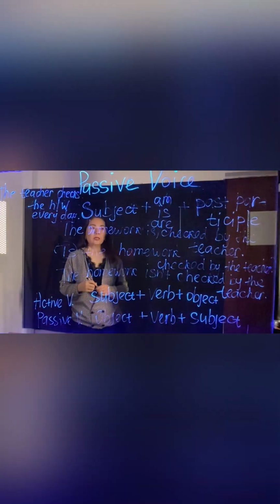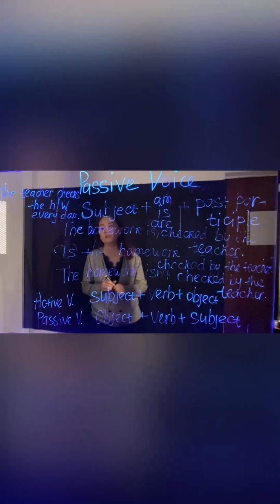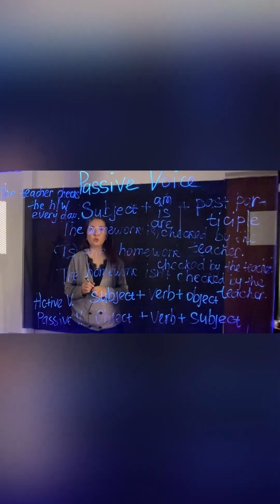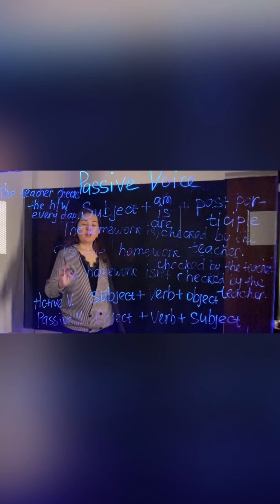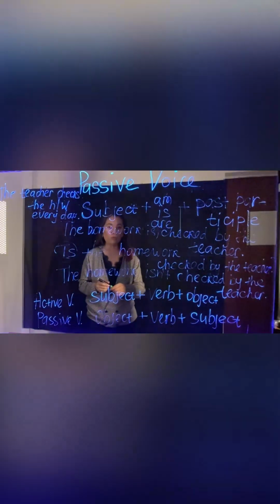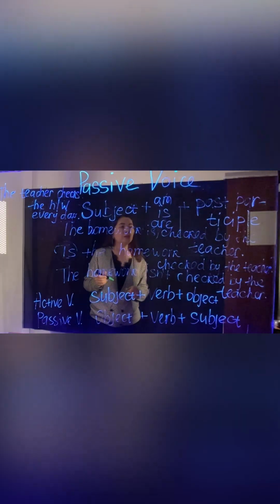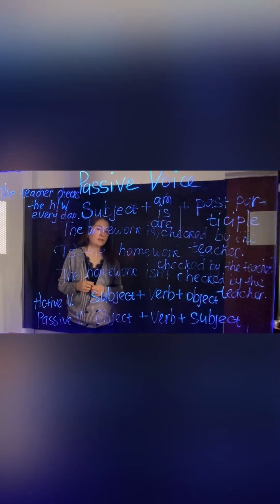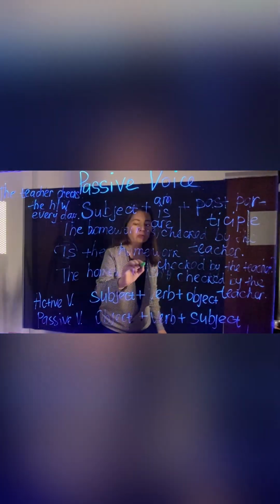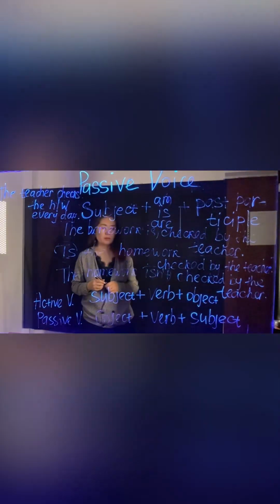Okay, and the next sentence is in question form. How to form question form we know. Auxiliary verbs like am, is, are we put in the first place, and here: is the homework checked by the teacher? Okay, what about negative sentence? In the negative sentence we put the particle not, and also we can use contractions: isn't. The homework isn't checked by the teacher.